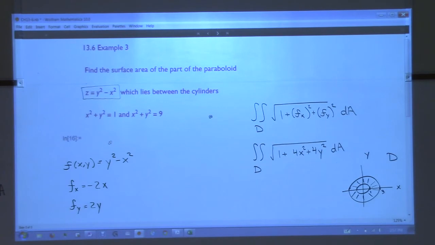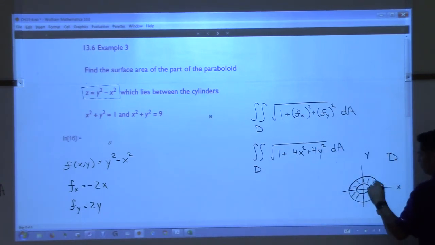So what do you think we should do? Go to cylindrical. Well, yes, we'll go to cylindrical, that's if we had a triple integral. If we're double, we just use polar, which is the same thing. So this is a polar region, isn't it? We've got to take this entire integral and convert it from Cartesian to polar. So let's do it.